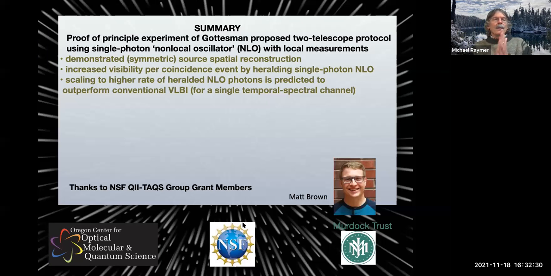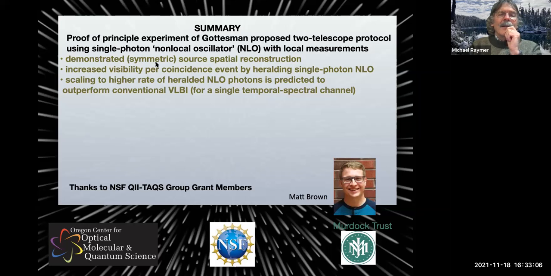Okay, so in conclusion, Matt and team have carried out a proof of principle experiment showing the Gottesman et al. protocol with 2 telescopes and single photon local oscillator, non-local oscillator, and local measurements. And it's consistent with the idea that that's equivalent to non-local measurements, which means combining light from different telescopes. In this case, we don't have to combine the light from 2 telescopes. And we can outperform the classical local oscillator, as I mentioned.